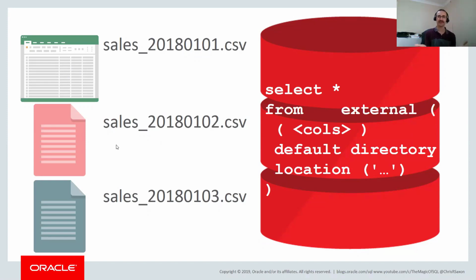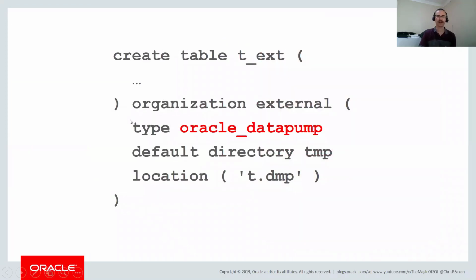So what we've looked at so far is using external tables to read files into the database. And we've done this with the Oracle Loader driver. So there are two drivers available for external tables. Oracle Loader, which is similar to the SQL Loader option. And there is also a Data Pump driver, which is similar to Data Pump import and export. So we can create a table with Oracle Data Pump.